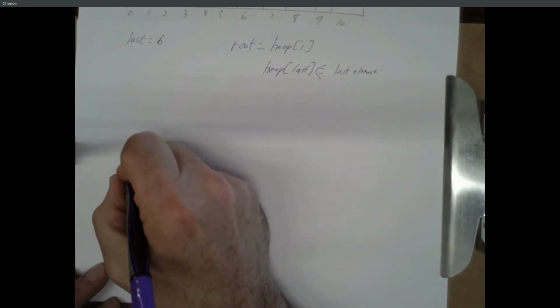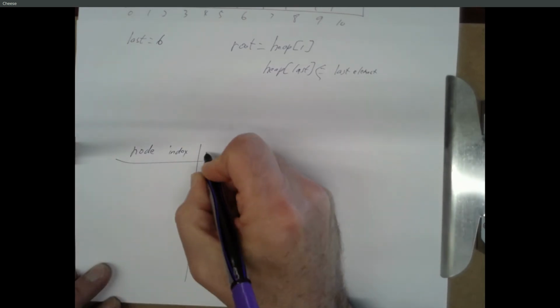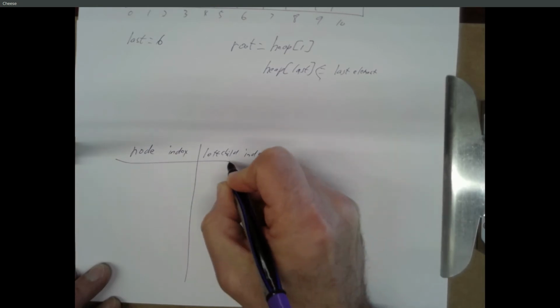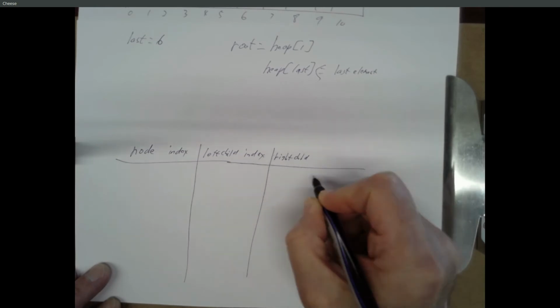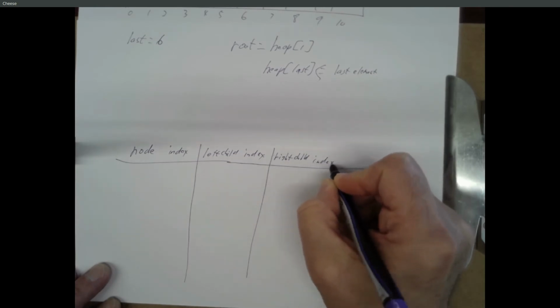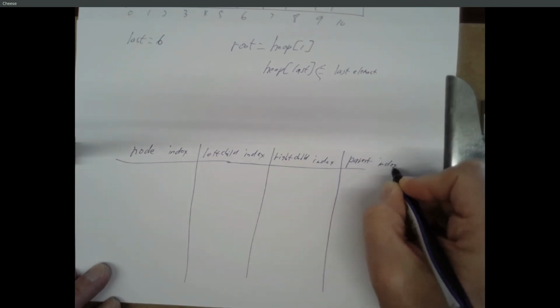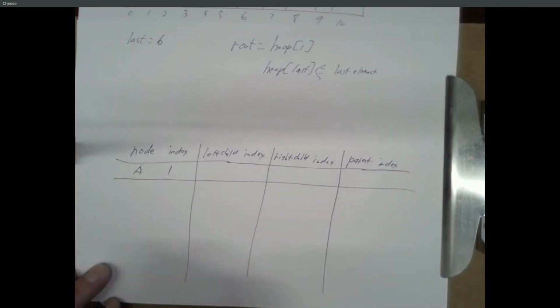So here's a node. Here's its index. Here's a left child and its index. Here's a right child and its index. And I'm going to put down a parent and its index. So let's start with node A, index 1. What's the index of its left child? Left child of A.